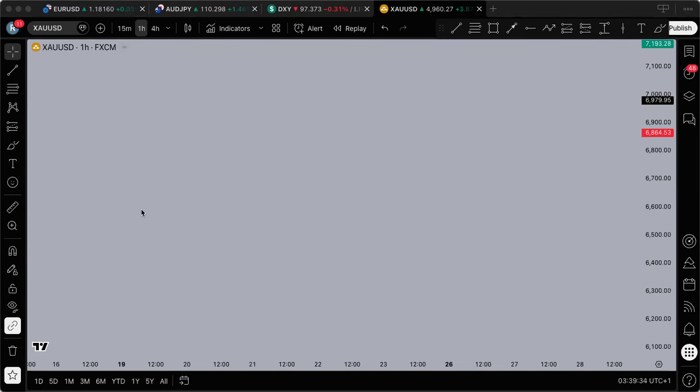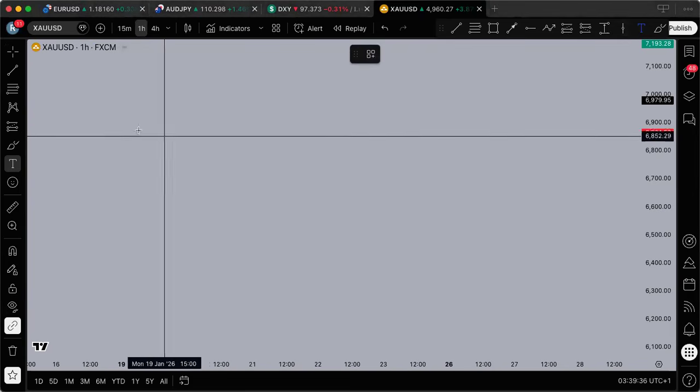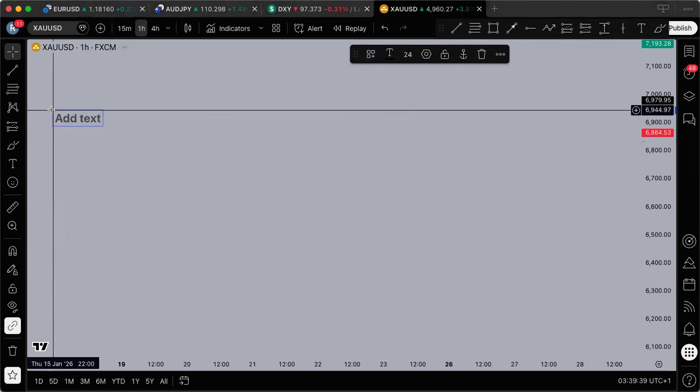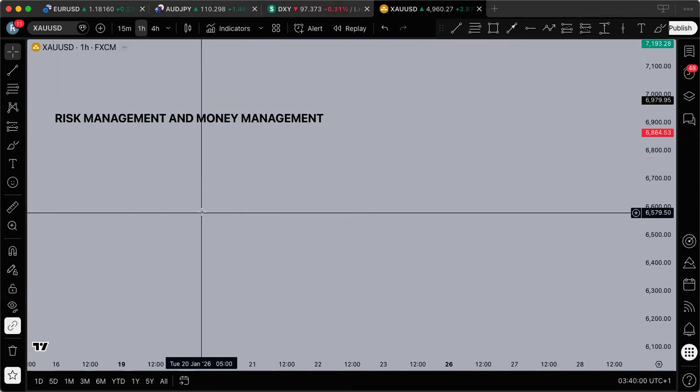Now let's proceed. When it comes to risk management and money management in the financial market, these are the most important things when it comes to trading. Risk management and money management are based on how you control your money.